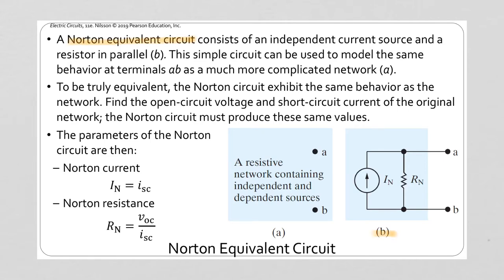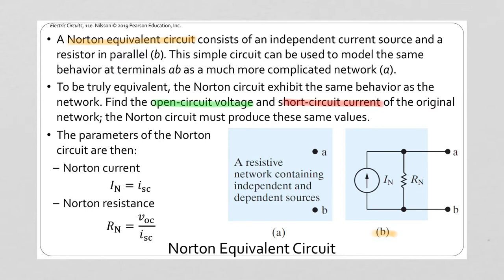A Norton equivalent circuit is a current source that is connected in parallel with a resistor and then connected to the outside world via two terminals A and B. We can use a Norton equivalent circuit to represent the behavior of a more complicated resistive network as well. If we want the Norton equivalent circuit to exhibit the same behavior as our resistive network, then again we need the open circuit voltage and the short circuit current to be the same for the terminals of the Norton circuit and for the larger network.